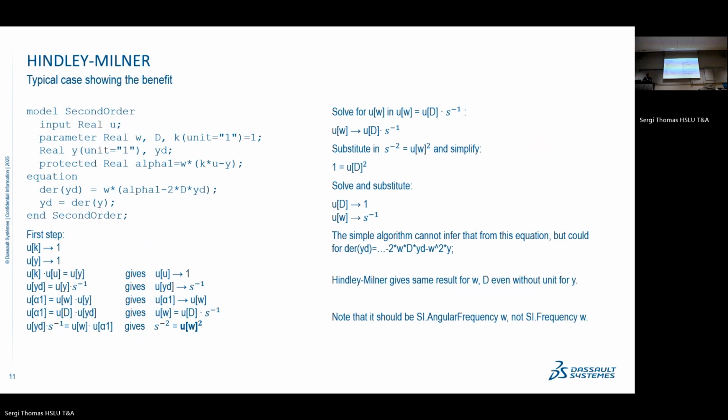However, that is something the simple algorithm couldn't do. If you had formulated it slightly differently with omega squared times y to factor this out, then you could have solved it. But Hindley-Milner gives the same result even without that, and even if you didn't have a unit for y. However, note that it should be SI angular frequency omega, not SI frequency omega.